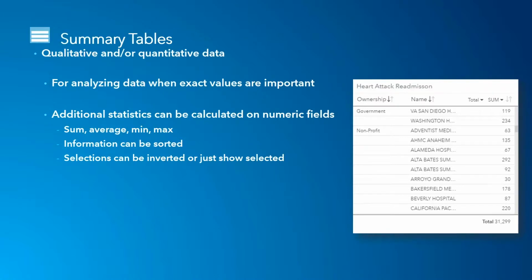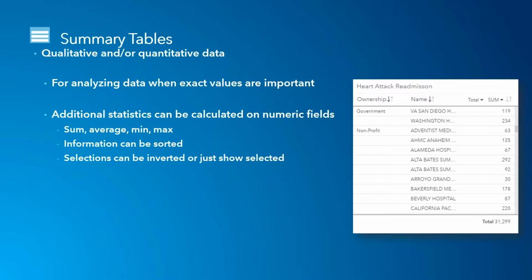So in addition to charts, we also have tables. You saw an example of that. This can work with either qualitative or quantitative data, and it's good for when you need to look at exact values, right? So a lot of the charts and maps and things that we've been talking about kind of obscure what those exact numbers are, but if you do need to look at them, obviously you can put them into a table. We can calculate additional statistics on our numeric fields like sum or average. And then we can sort that information and it can respect selections.